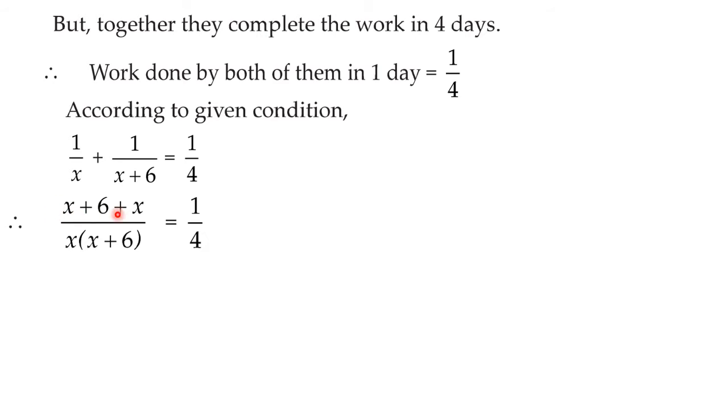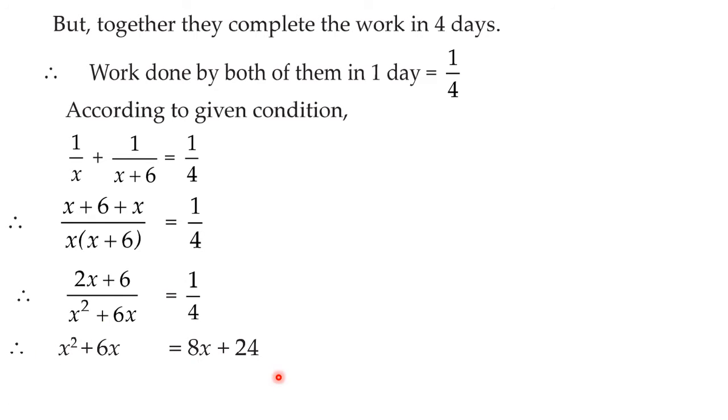Now see, x plus x is 2x plus 6, and if we open the bracket here, we will get x square plus 6x and the right hand side as it is. Now again to simplify further, we will cross multiply like this. So 4 into 2x plus 6, so 4 into 2x is 8x and 4 into 6 is 24, and here 1 into x square plus 6x is the same quantity. So again we are going to cross multiply like this.